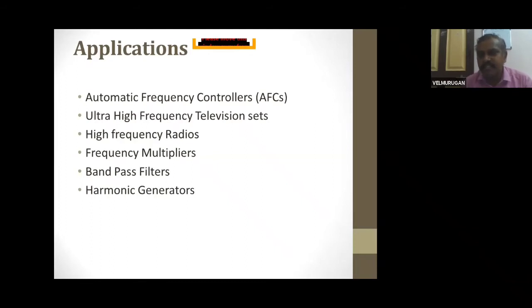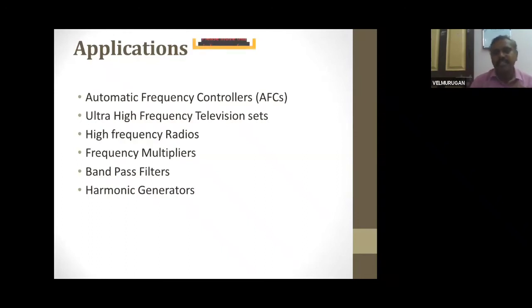Then the band pass filter uses this varactor diode. Band pass filters, that is a filter. Filter means you can cut unwanted signals, the electric signal you want to remove. There are 3 types of filter: active filter and passive filter. After that come the low pass, high pass, band pass and band reject filters. Here you are using the band pass filter, a particular band pass in the particular component. That is a band pass filter using the varactor diode.